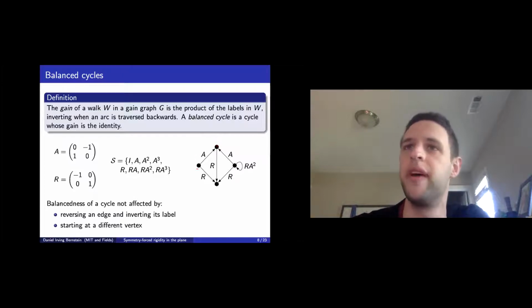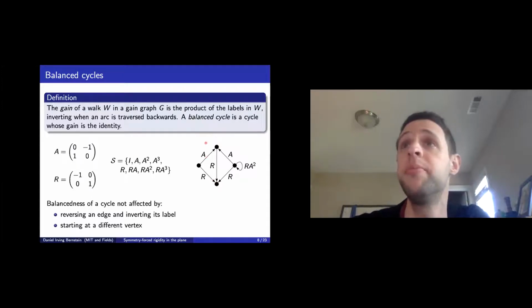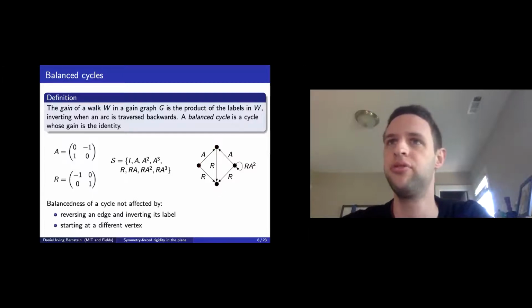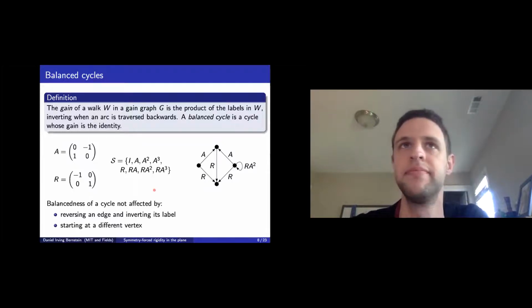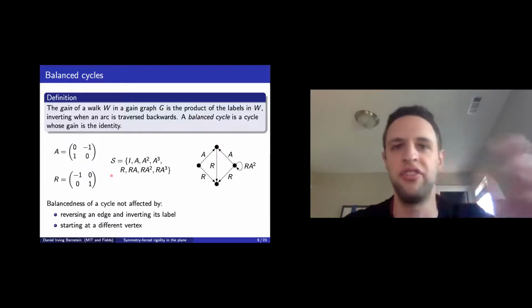And if I were to take, say, a non-balanced cycle, this triangle here, I claim it is not balanced. For example, if I start at this vertex and traverse clockwise, I'll get R inverse A R, which is not the identity in this group, the dihedral group. If I were to start at a different vertex, say start here and also traverse clockwise, I would get gain label A. Now A is not the same as R inverse A R, but they're both not the identity. And that's really the only thing I care about, that's all you need to define balancedness of a cycle. Okay, so that's what it means for a cycle to be balanced.